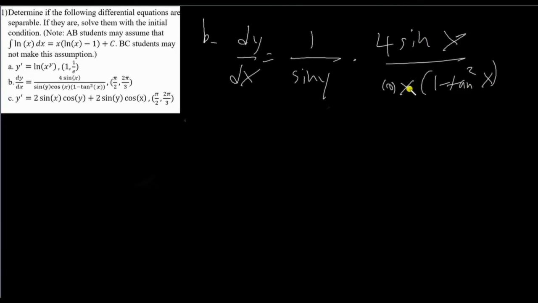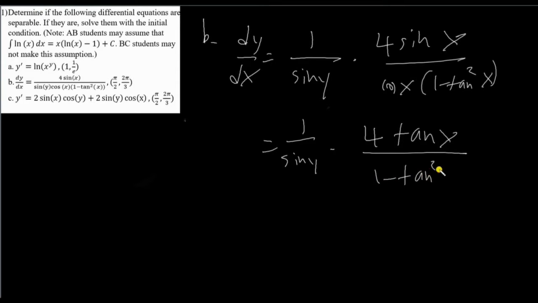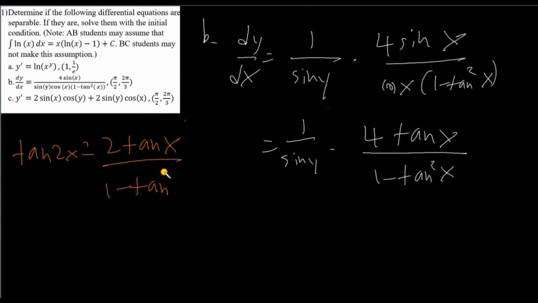And then sine over cosine gives tangent. So I can say this is 1 over sine y, and I can write this as 4 tangent x over, there's no cosine anymore, over 1 minus tangent squared x. And this should look really similar to the form of the double angle formula for tangent, which is tangent of 2x is 2 tangent x over 1 minus tangent squared x.